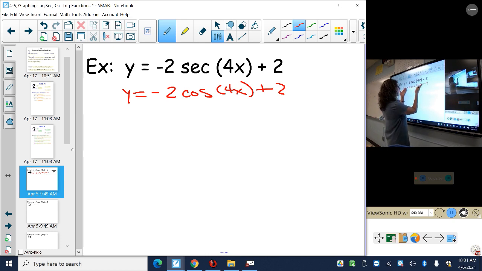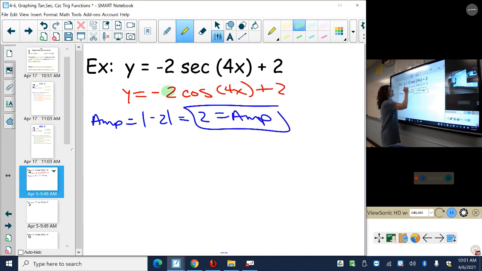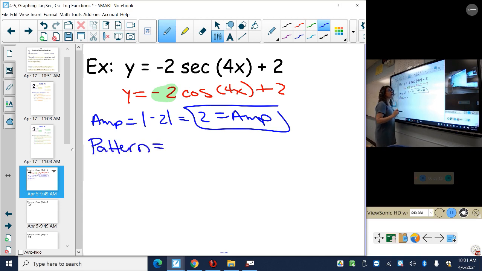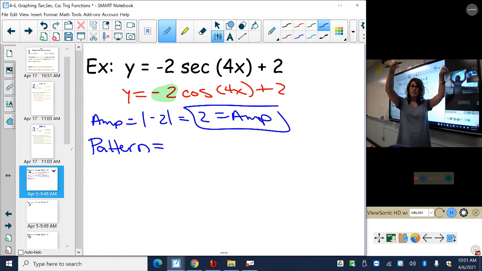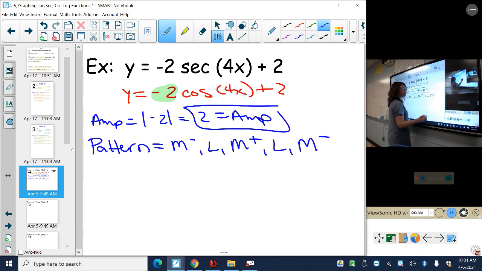Immediately I'm going to change this problem, and I'm going to go to town on it just like we did before. My amplitude is the absolute value of -2, which is 2. Because it is negative, that means my pattern is flipped. Normally, cosine is the handlebar graph, but because it's flipped, it now comes down at the bottom. So this is going to be a minimum, a level, a maximum, a level, a minimum. You have to remember that.